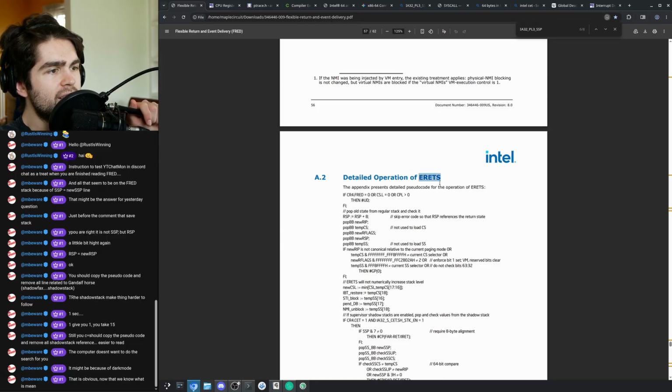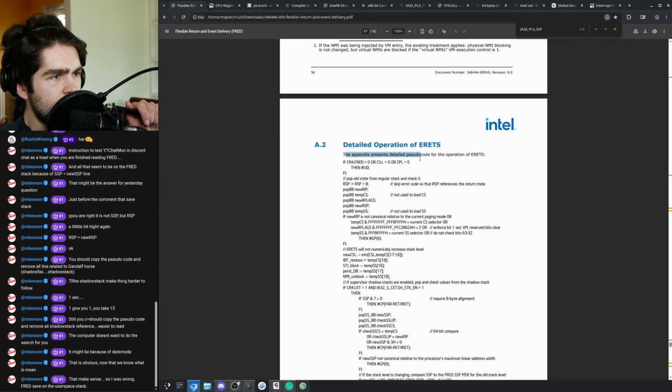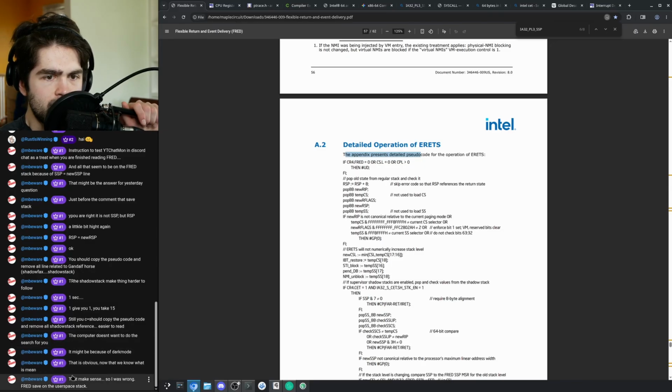So return to system. When we do return to system, we stay within the kernel, so this should be a quicker thing. The appendix presents detailed pseudocode for the operation of return to system. Makes sense, so I was wrong.